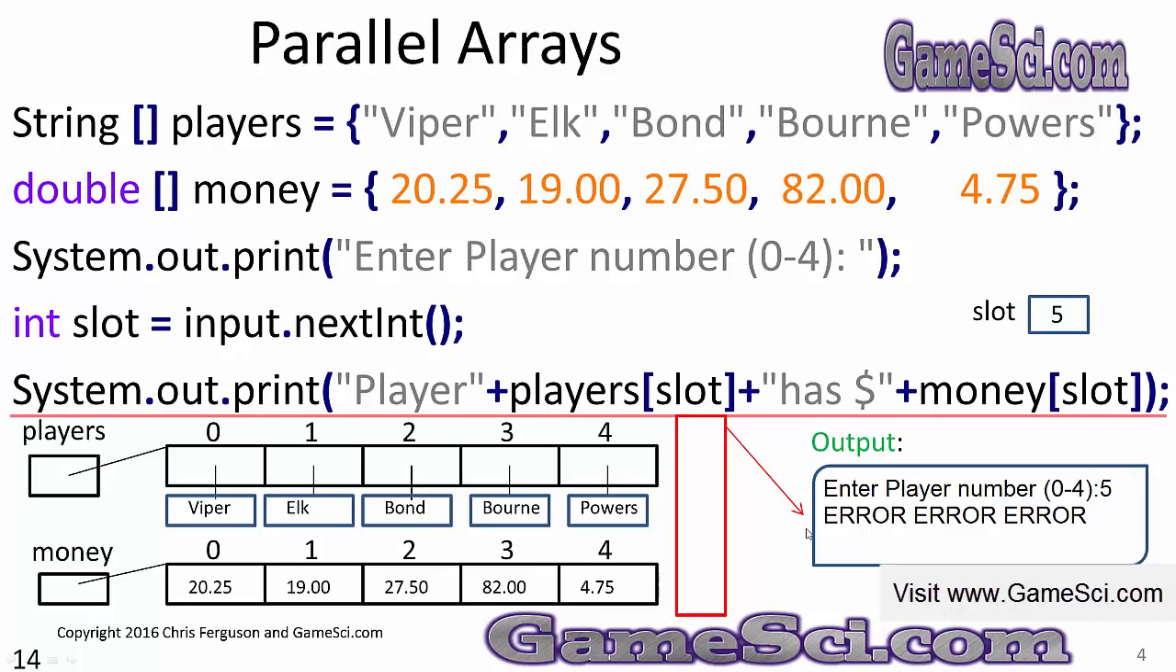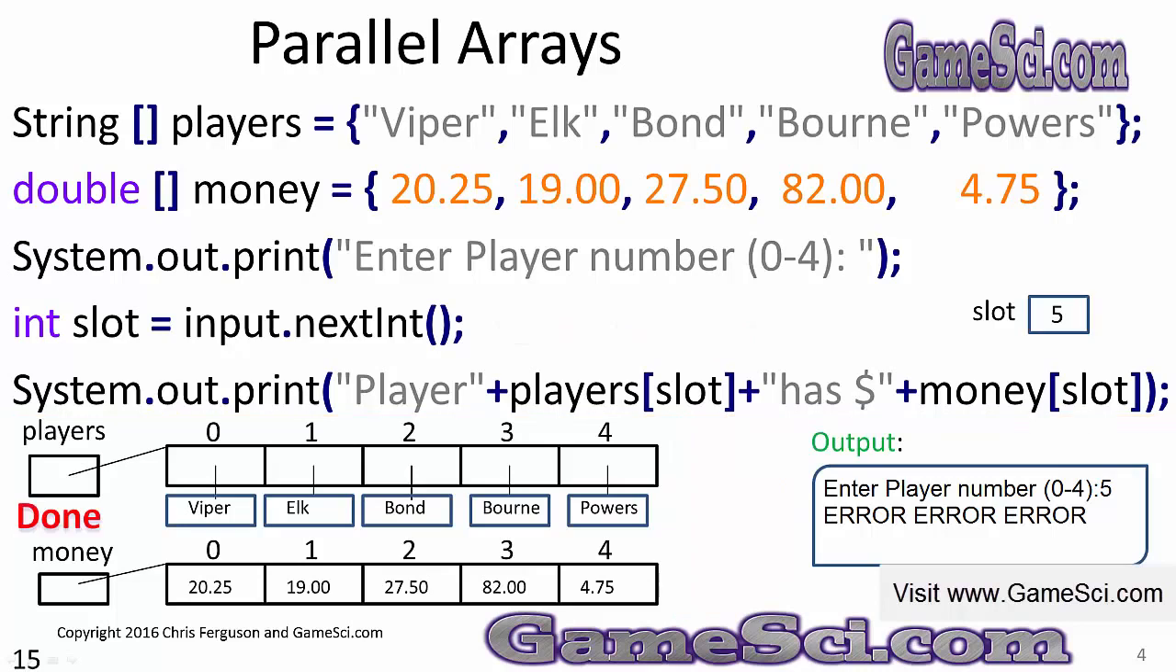This is something you want to avoid at all costs. Do not, I repeat, do not try to access an array slot that doesn't exist. Get an error every time. That's it for parallel arrays. That's when you set up 2 or more arrays where the index or slot number corresponds in the other arrays.